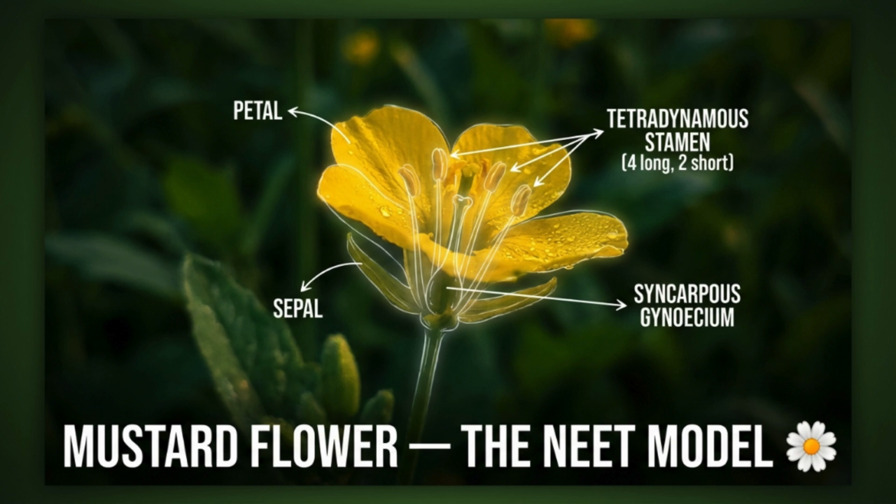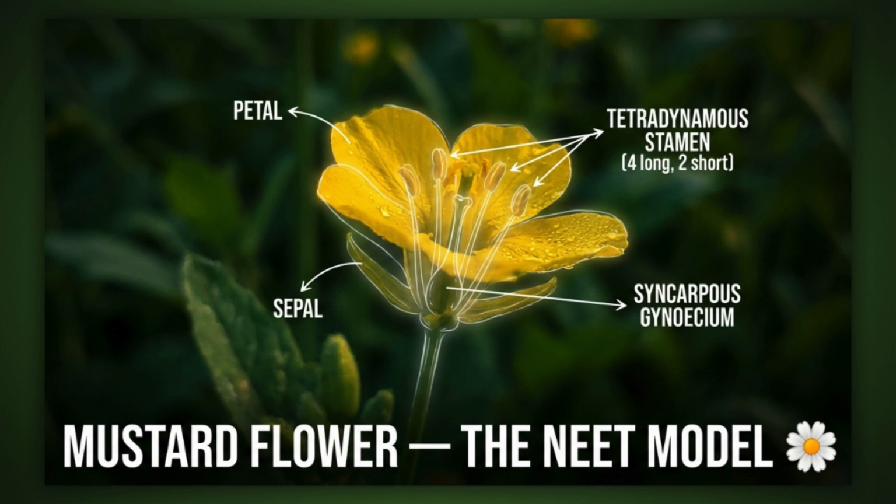Mustard flower, bisexual, has both androecium and gynoecium. Actinomorphic, radially symmetrical. You can cut it through multiple planes and get equal halves. Hypogynous, the calyx, corolla, and androecium are attached below the ovary, meaning the ovary is superior, sits on top. Calyx, 4 sepals, free, polysepalous. Corolla, 4 petals, arranged in a cruciform or cross shape, free, polypetalous.